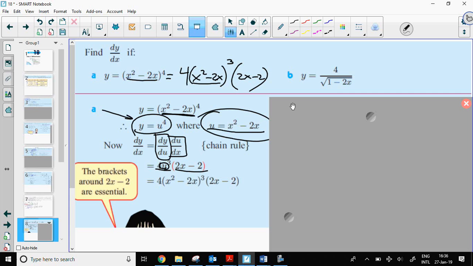Same answer as they had. I'm not writing down any u's. I'm not doing any substitution. I'm just thinking: derivative of the outside, fill in the inside, multiply by the derivative of the inside.